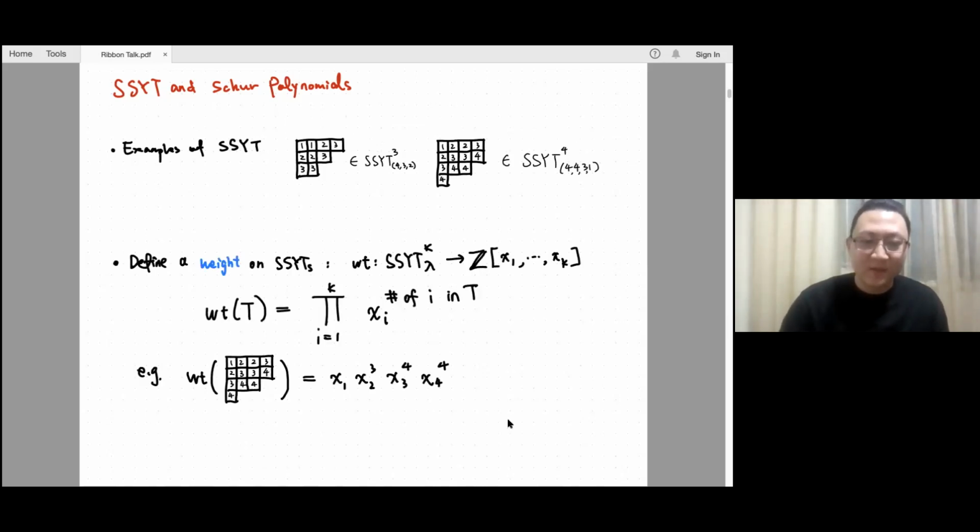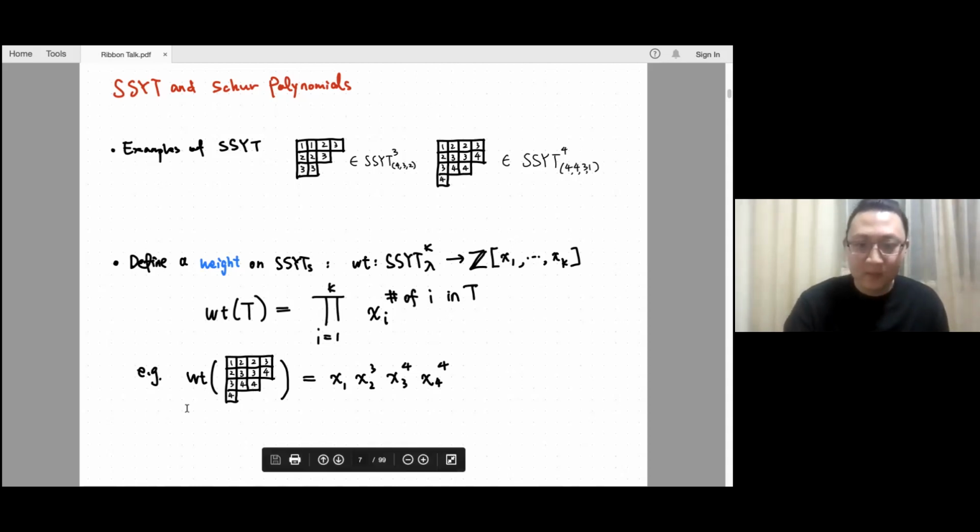Okay, so we're going to define a weight on these semi-standard Young tableaux. The weight of the tableau is the product of x_i to the number of the integer i in the tableau. So for example, in this tableau, there is one 1, so we get x1 to the power of 1. And there are three 2's in it, so we get x2 to the power of 3. And there are four 3's and four 4's.